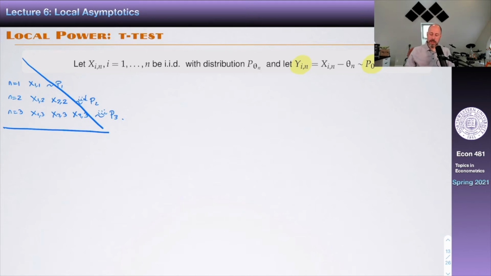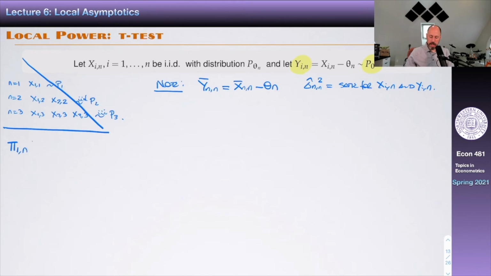So note, I want to say here, we still have Y bar n equals X bar n minus theta n, and then sigma hat n squared is, I'm going to write here, the same for X_i and Y_i. So it doesn't matter. The sample variance of the X's and the Y's is exactly the same. We're only changing the location. That's all we're changing.